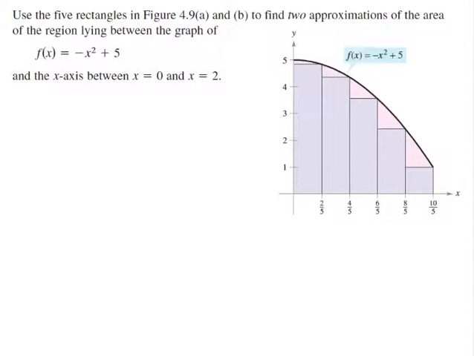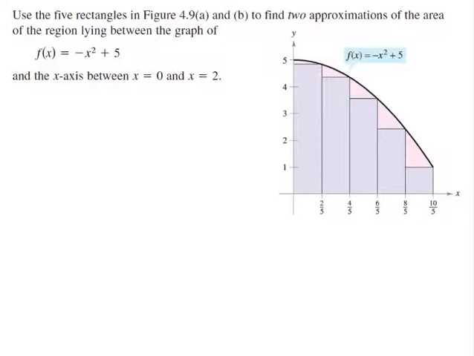Okay? So if you notice this one, it says use the 5 rectangles, here's the figure, and find 2 approximations of the area of the region lying between the graph of f of x equals negative x squared plus 5 and the x-axis between x equals 0 and x equals 2. Now we're going to do this a little bit different than is normally presented, because if we build on what we had on the previous slide, I think you'll understand things more when we get going.